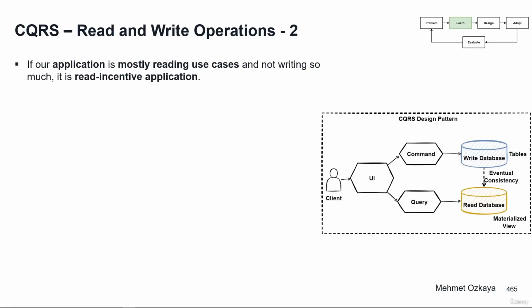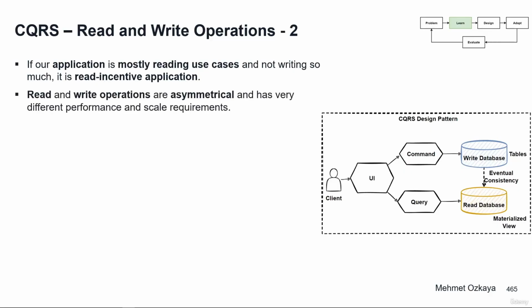Another consideration is that we should understand our application's use case behaviors. If our application is mostly reading use cases and not writing so much, we can say that our application is a read-intensive application. So we should design our architecture as per our reading requirements, focusing on reading databases.